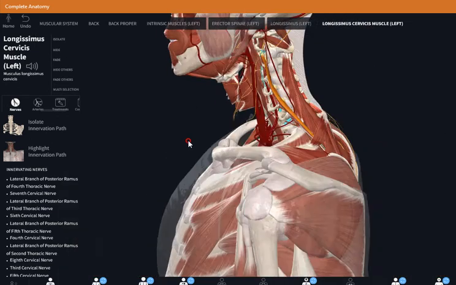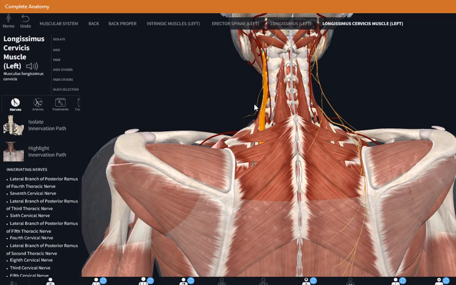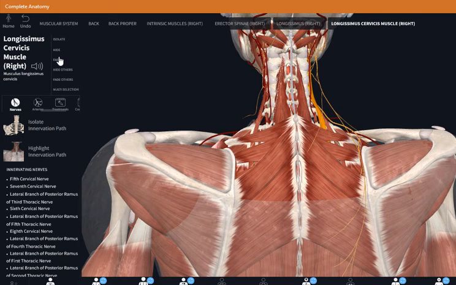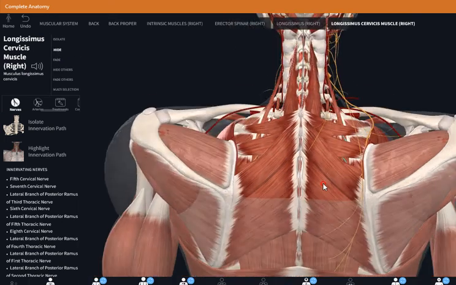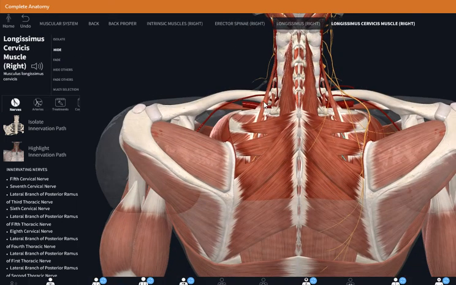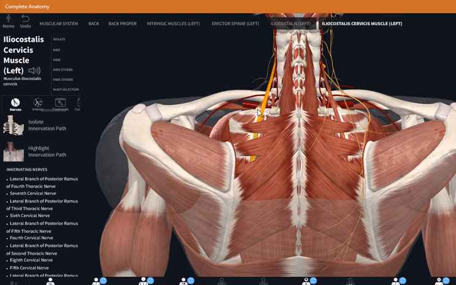Now you come to the next muscle. We have already seen the splenius cervicis. We can hide the muscle on both sides. So we come here again and start the longissimus cervicis. So you have this muscle. Now the next muscle is this one here, the iliocostalis cervicis.